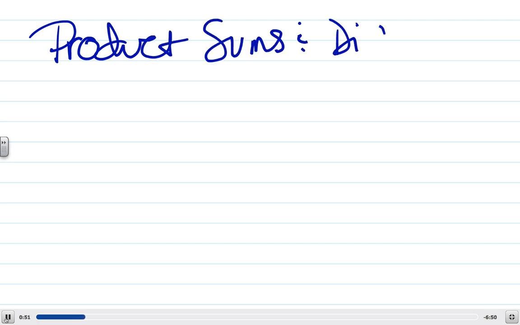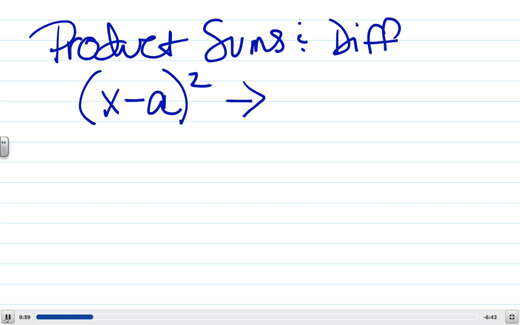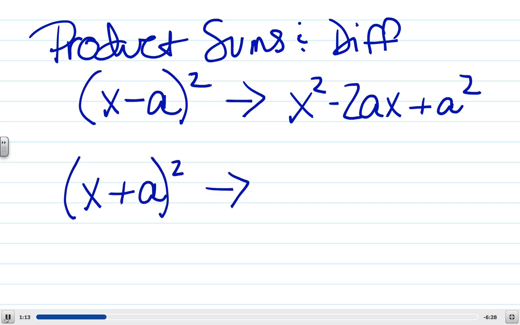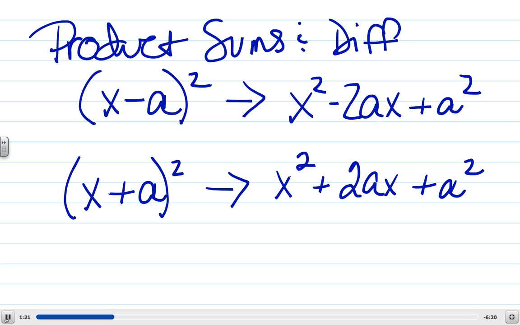This was our formula for the product of sums and differences. It said that any time you have (x - a)², you always end up with x² - 2ax + a². And we also had (x + a)², because there's my sums, and that told us you always had x² + 2ax + a². So let's look at some examples and think about this for a minute.